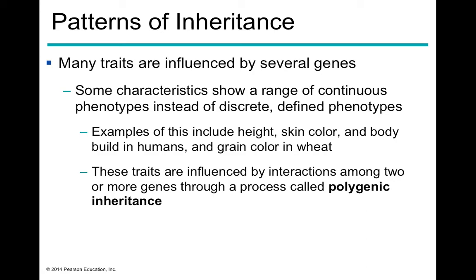Now, another thing that Mendel put down as a characteristic is that a trait could only be influenced by one gene, but multiple traits are actually influenced by many genes. And sometimes characteristics, instead of showing this discrete pattern that he talked about, right, it's either one color or the other, it's either one location or the other, they actually are going to have continuous phenotypes. And some examples of this include height, IQ, skin color, body build, also grain color in wheat and in mice, coloration of their fur in mice.